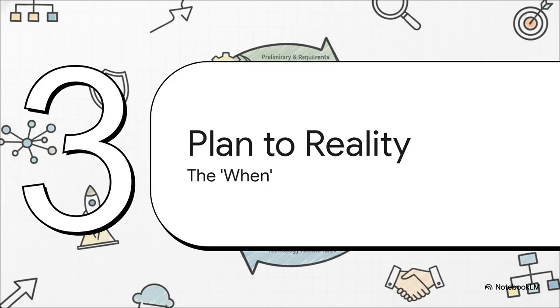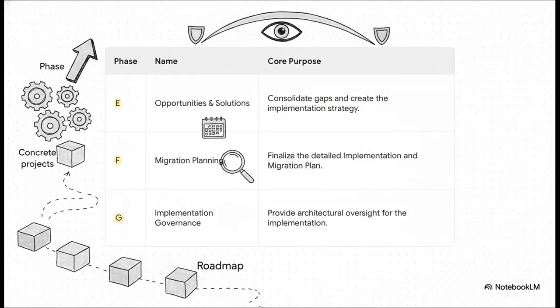A great plan is useless without a clear path to implementation, right? This act is all about making the architecture real. It's about building the bridge from the blueprint to reality. Here, we totally shift from designing to planning. We identify concrete projects, we sequence them into a roadmap, and we establish governance to make sure the implementation stays true to that vision we defined all the way back in Phase A.